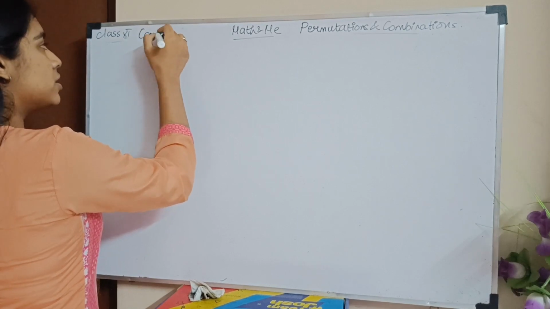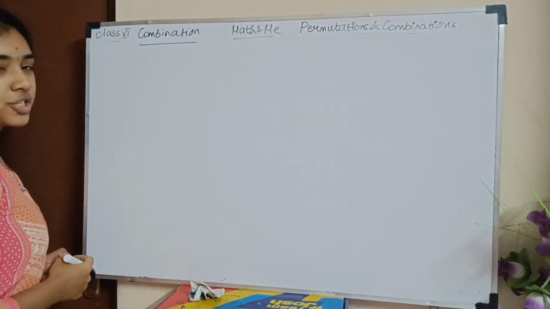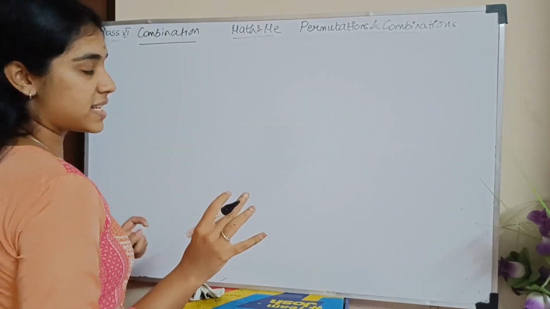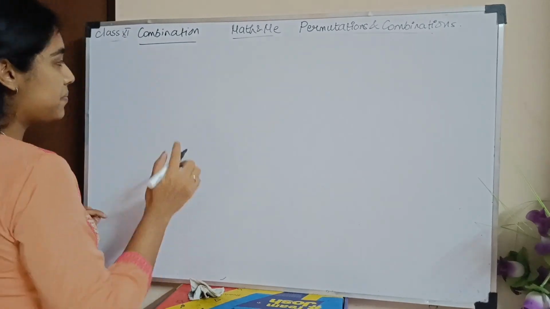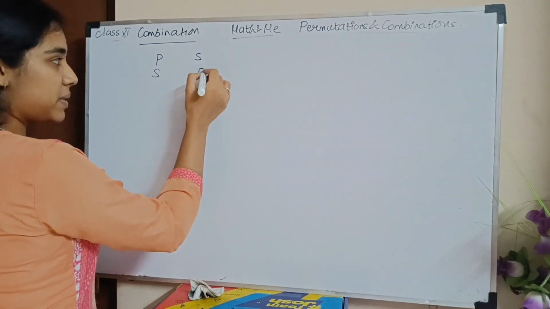Now comes the combination. What is combination? How is it different from permutation? In permutation, order is important. Like we saw in the last question of the previous exercise, exercise 7.3, where we looked at one option for P and S, and again one option for S and P.